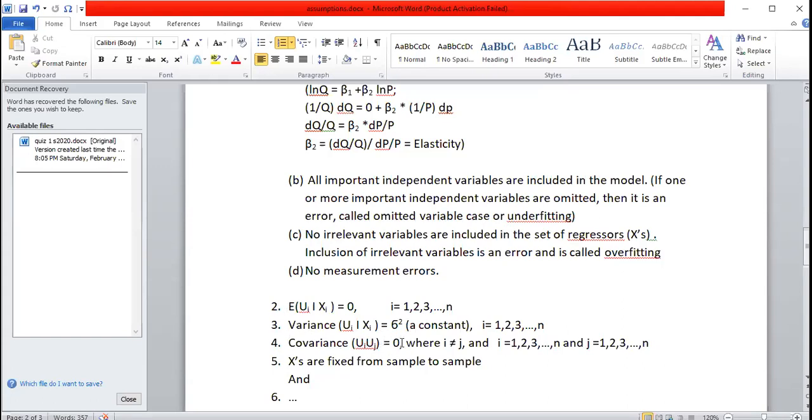The U distributions are with mean 0, variance sigma square, and their covariance between any two U distributions is 0, meaning one U distribution is not dependent on another U distribution. So covariance between U1 and U2 is 0. U1 and U15 is still 0. U2 and U19 is 0. No two U distributions are related to each other.